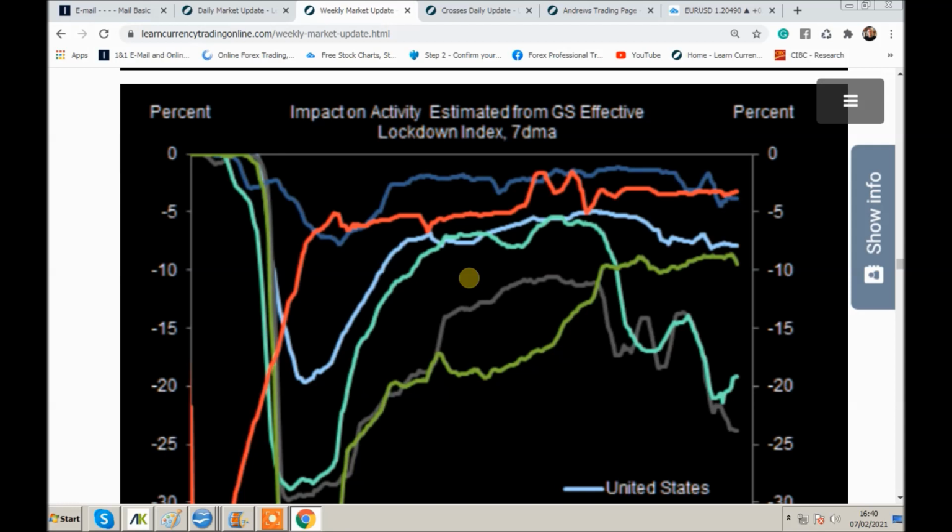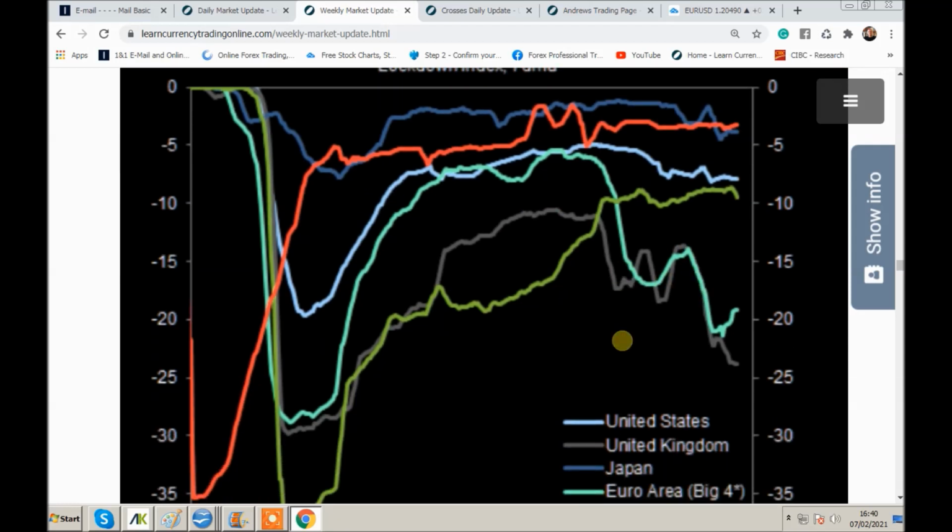In terms of Eurozone, much more impacted by lockdowns than the US. You can see the Eurozone, well, actually, there you go, sorry, the Euro area is the green line. Big impact on activity, coming back a bit, but look at US, way better than Eurozone, okay?